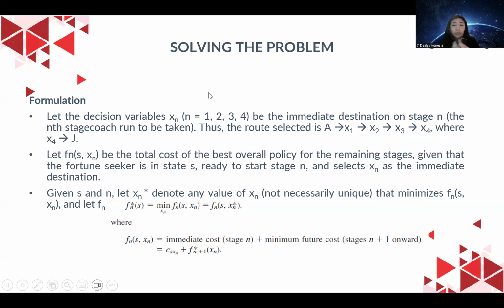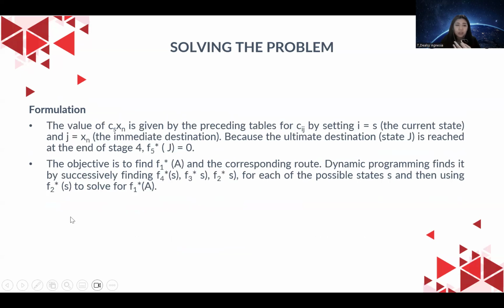So here's the formulation. In dynamic programming, we define the decision variable x_n as the immediate destination at each stage, and the total cost of the best policy is denoted by f_n(s, x_n), where s is the current state and x_n is the next state. Our goal is to find f_1(A), the minimum total cost starting from state A.